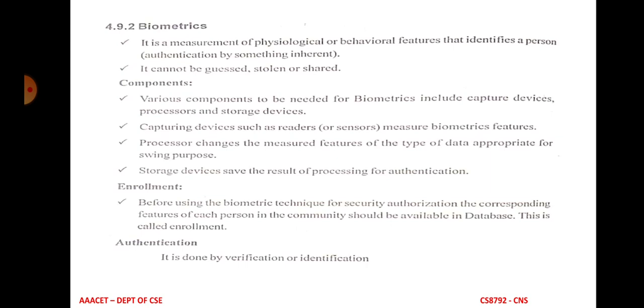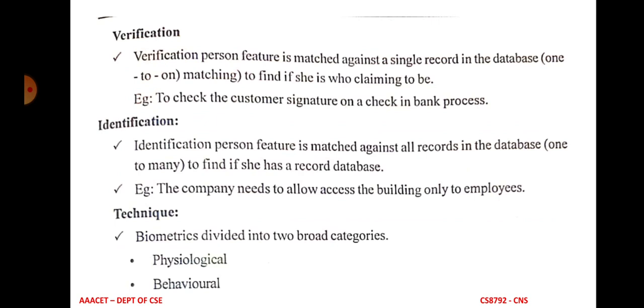So what is authentication? It is performed by two processes. One is verification and the other is identification. So you should know the difference between verification and identification. We will see an example, then you can get the clear concept. Verification is nothing but checking the customer signature on a check, right? That is known as verification. That is verified by the bank persons.